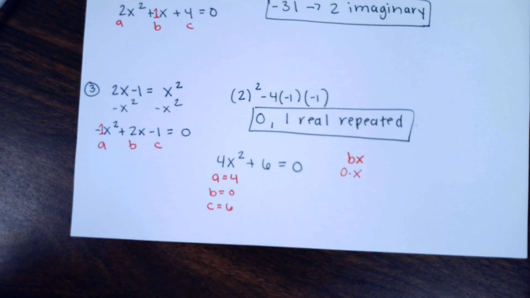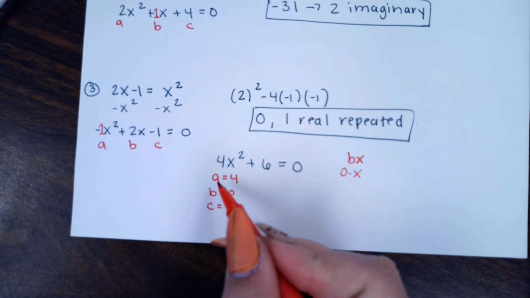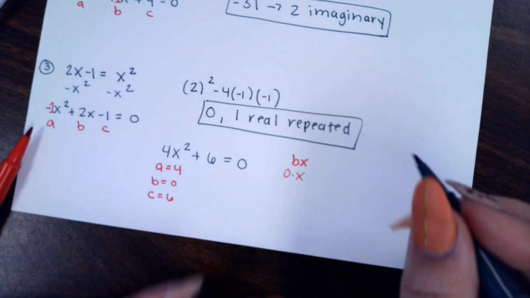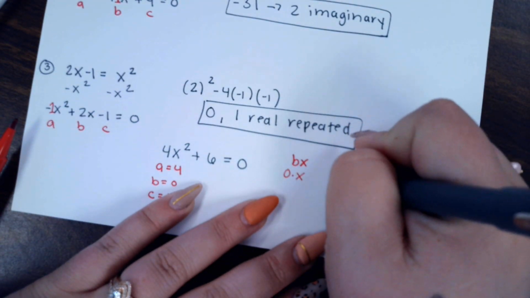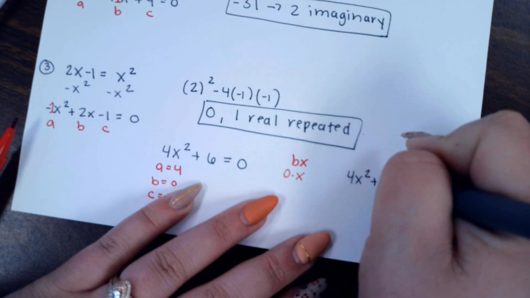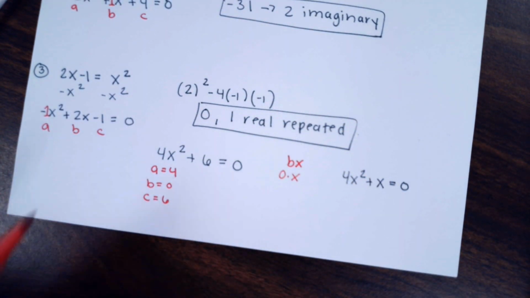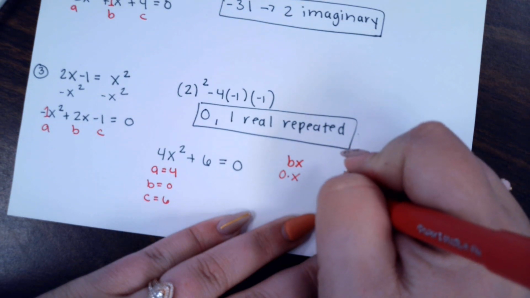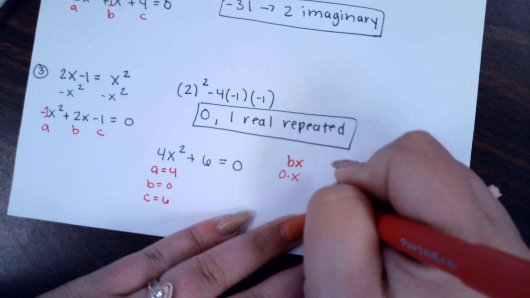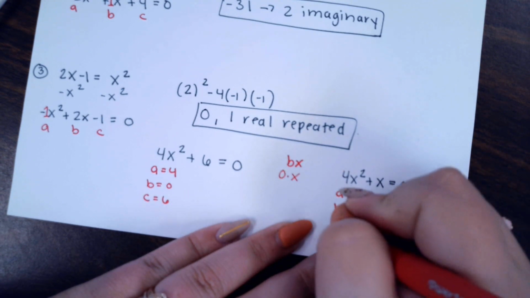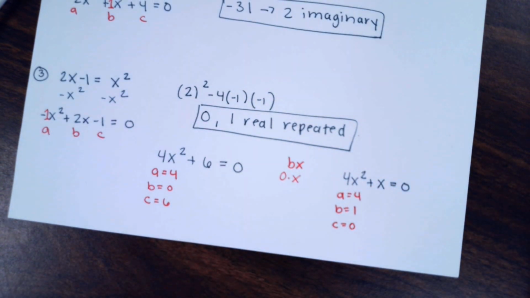So if you're missing a term, that coefficient is 0, or that a, b, or c is 0. So for example, if we had 4x squared plus x equals 0, here we're missing the c term, right? So a is 4, b is 1, and we don't have a constant. We're not adding anything on here, so c is going to be 0 there.